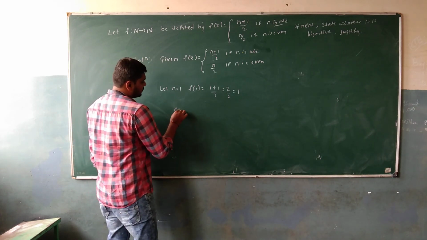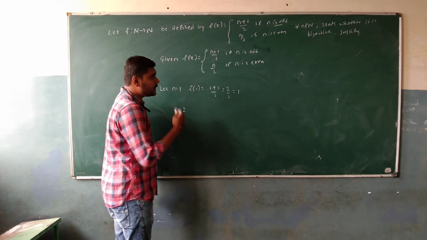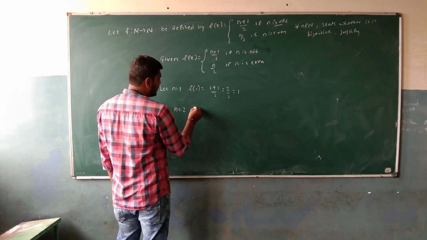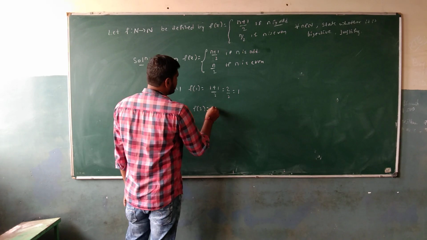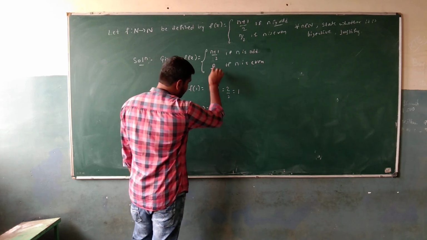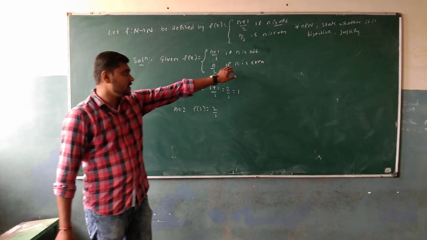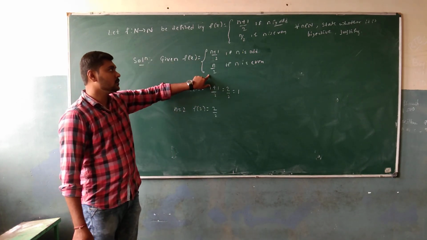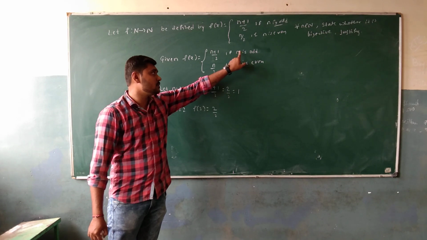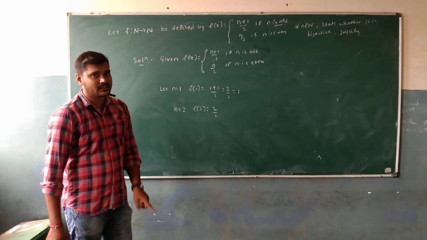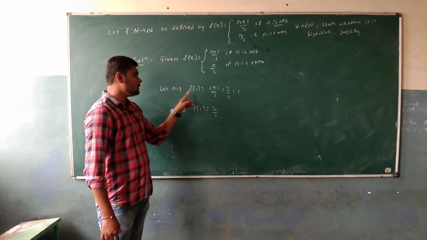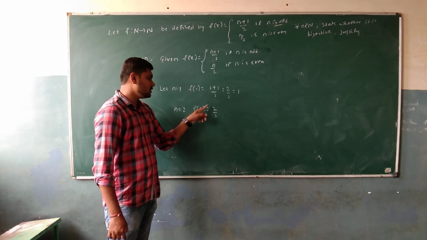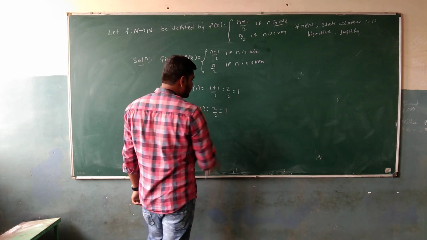Suppose n is equal to 2, I am giving an even natural number. Then f of 2 is equal to 2 by 2, because they have given n by 2 when the value of n is an even number. When n is an odd number, it is n plus 1 divided by 2. Here n is equal to 2, an even number, so it is going to be n by 2. So what is the value of 2 by 2?